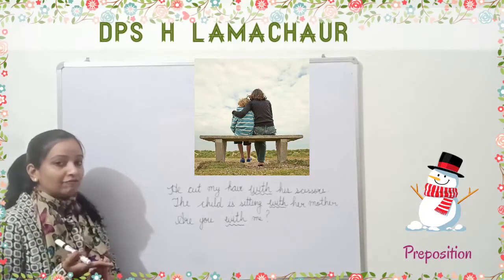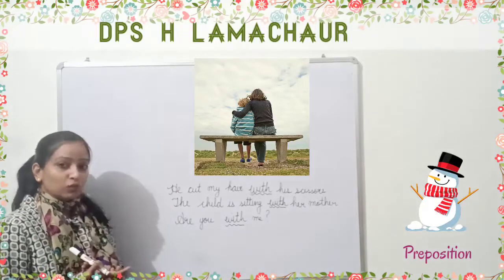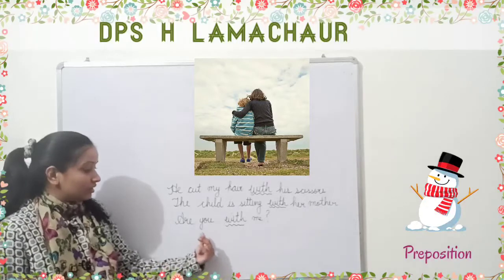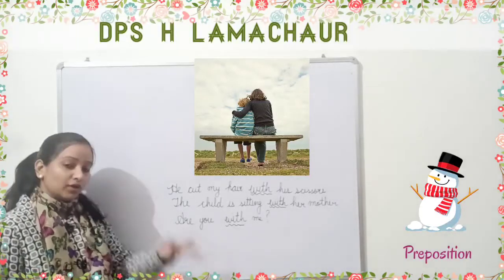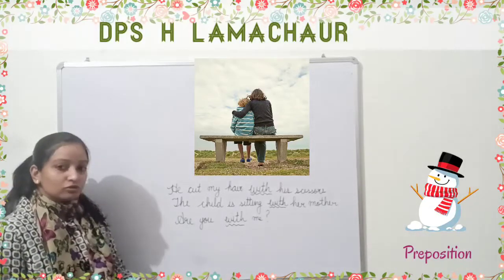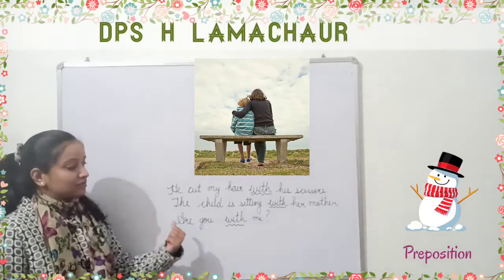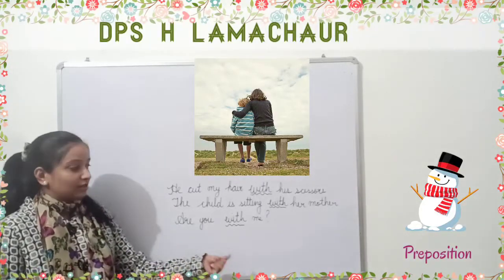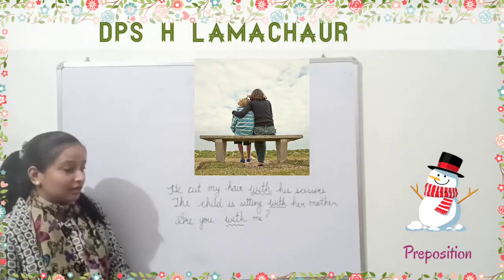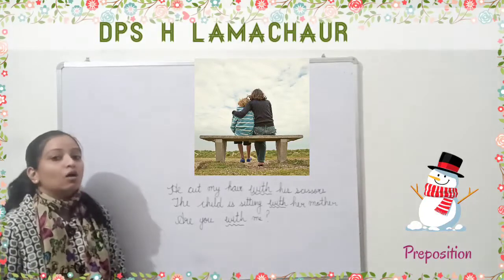When you have to show understanding or agreement, we use with. Like, are you with me? Here is the understanding between these two persons. When you are using something, any tool or any object, then you use with. Second is in the presence of. The child is sitting in the presence of her mother, means with her mother. Her mother is also present there. And to show understanding and agreement, we use with.